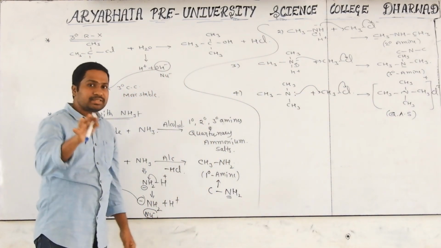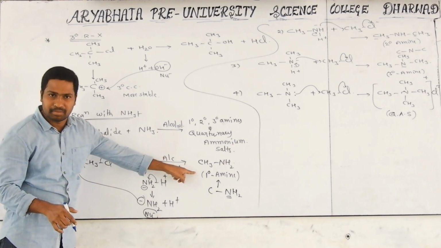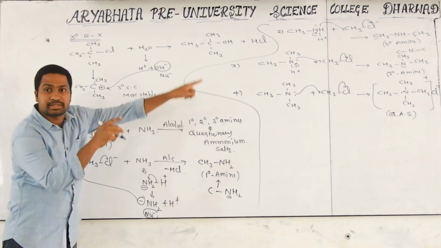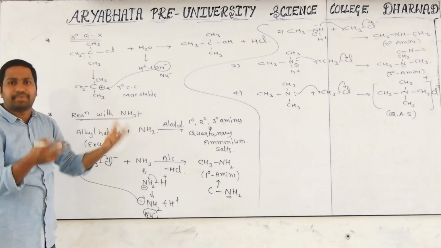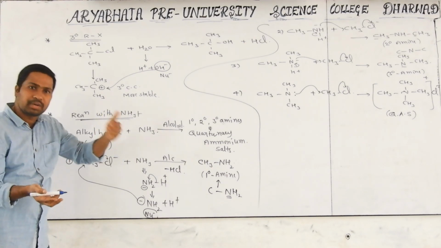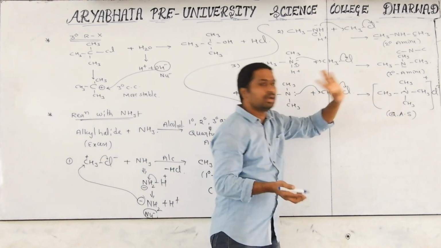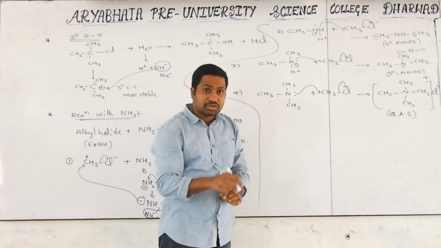And sir, for example, if a question is given with only one mole, it stops at the primary amine. If he gives 2 moles, then it will stop at the secondary amine. If he gives excess, meaning infinite quantity, then what will happen? Whatever capacity is there, it goes on, and finally the product will be quaternary ammonium salts. He may ask one more question here.